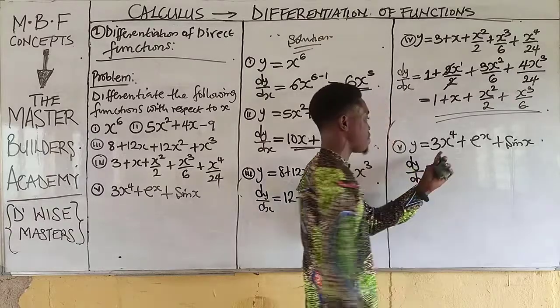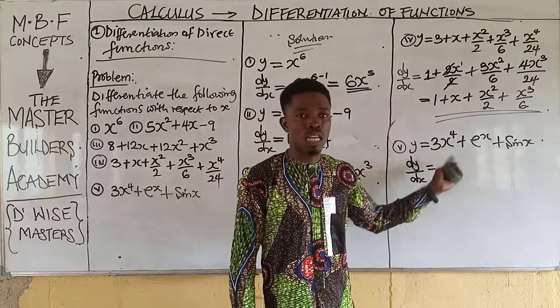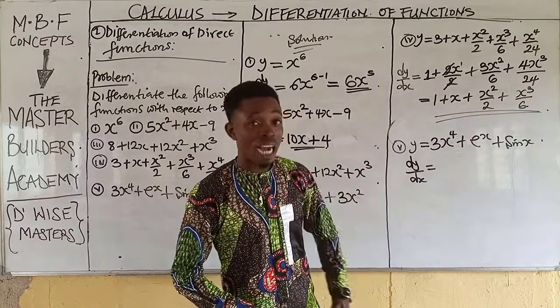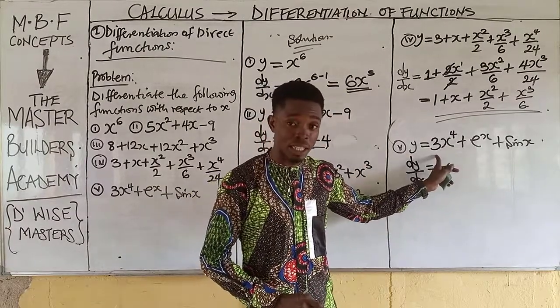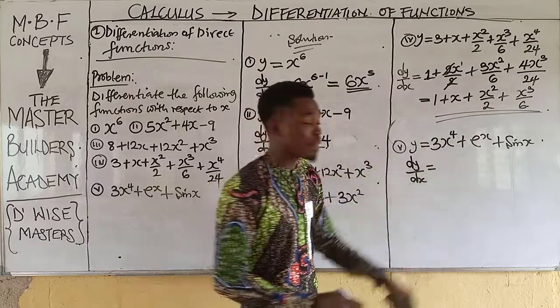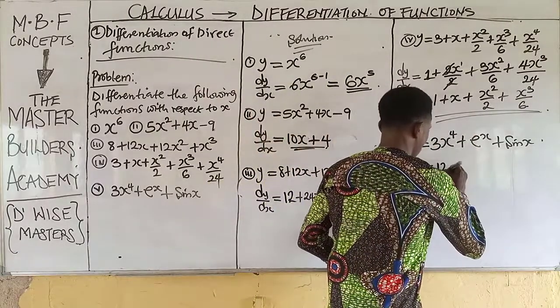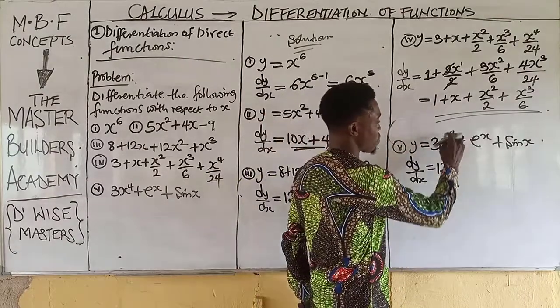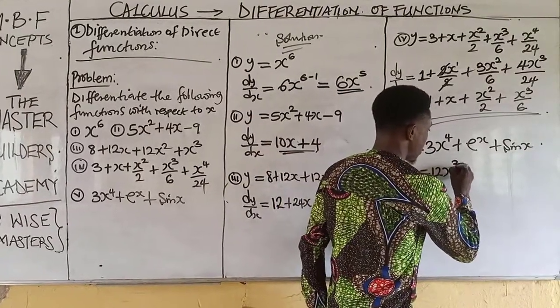So, the first function I have here is a polynomial function, and anytime you differentiate a polynomial function, you bring down the power to multiply the existing coefficient, and we are going to have 4 multiplied by 3. And 4 multiplied by 3, we have this as 12. And then we reduce the power by 1. If we remove 1 from 4, we will have this as 3.